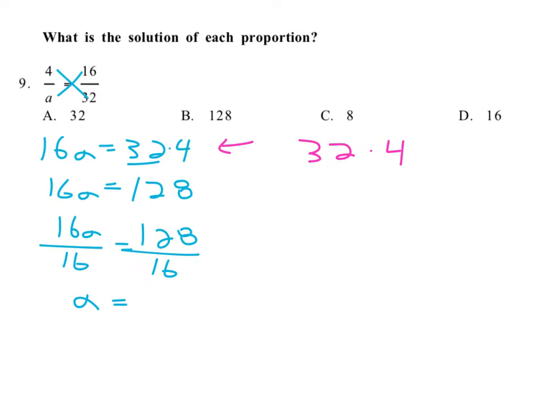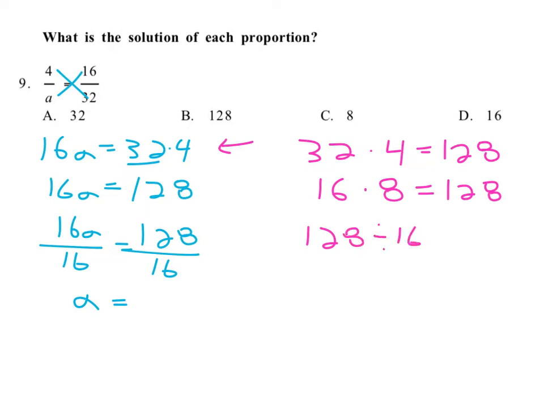Well, I've taught you a trick that says you can take half of one number and double the other number and get the same answer. So if I take half of 32, I get 16, and I double the other number, I get 8. So that means that just like 32 times 4 is 128, also 16 times 8 is 128. Why do I care? Because if 16 times 8 is 128, then 128 divided by 16 equals 8.